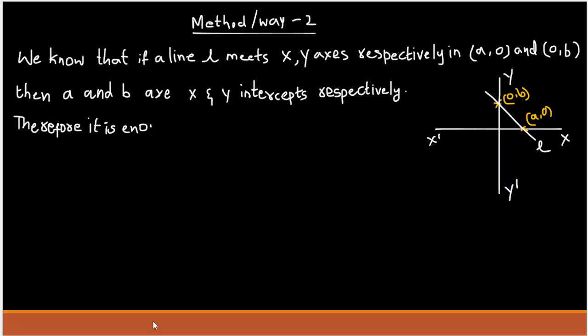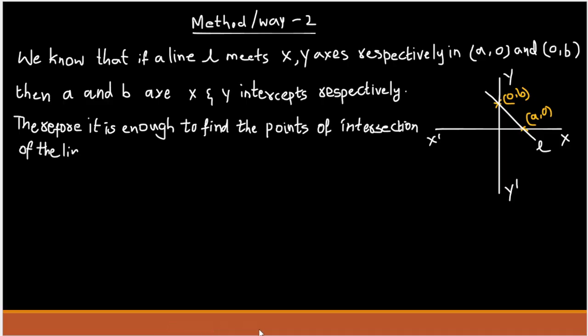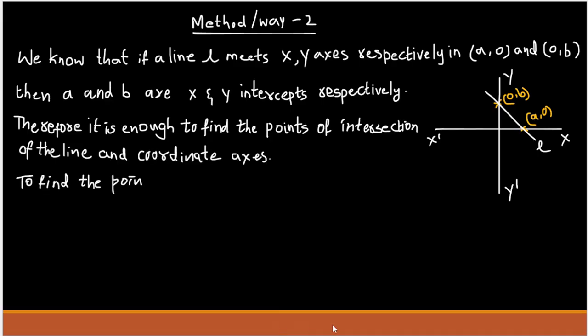So if a point on the x-axis where the y coordinate is 0, then that point is said to be the intercept of that line. Similarly with respect to the y-axis also. Therefore, it is enough to find the points of intersection of the line and the coordinate axis.